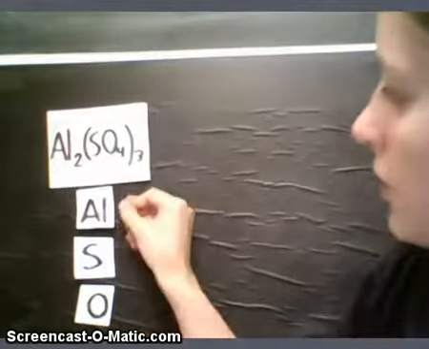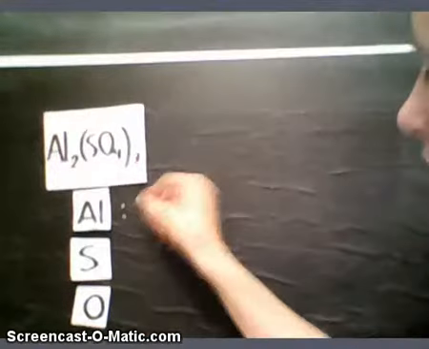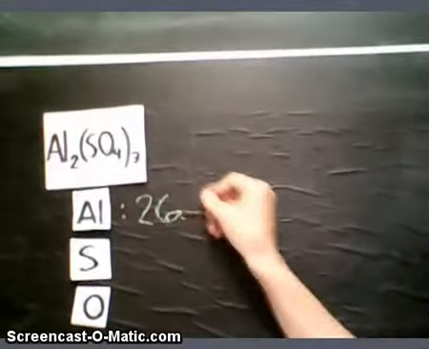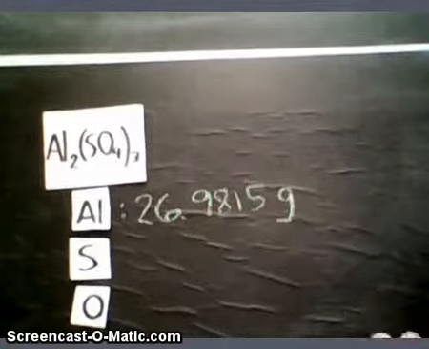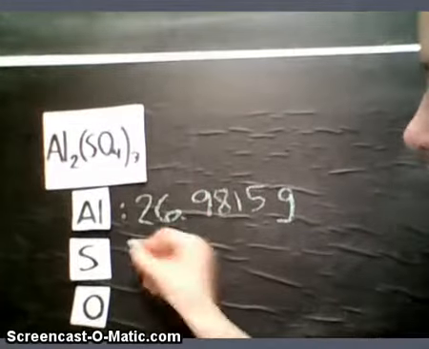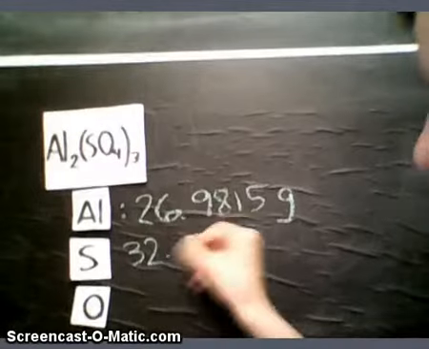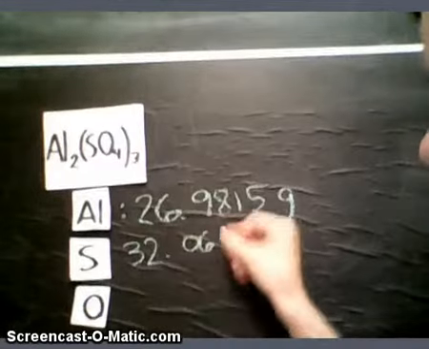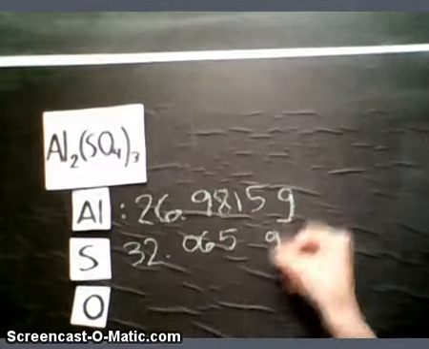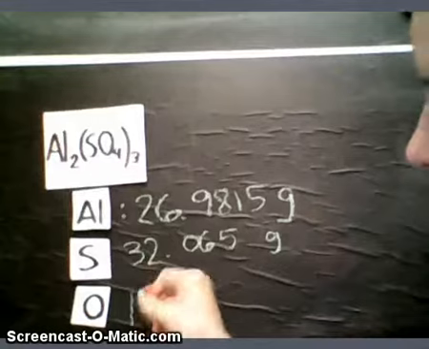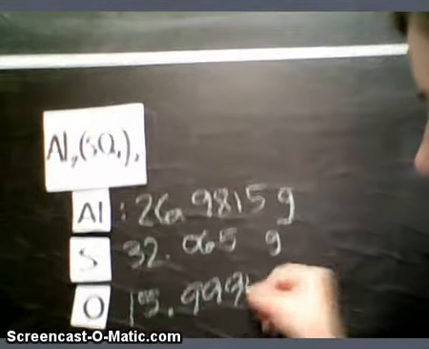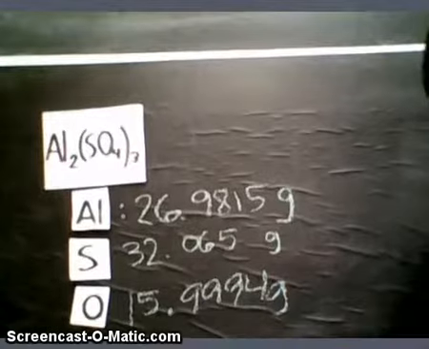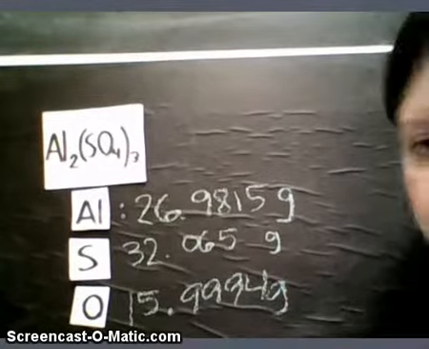So for aluminum, the atomic weight for aluminum will be 26.9815. This will be grams, our units will be grams. For sulfur, we have 32.065, and these are also grams. And for oxygen, we have 15.9994 grams. So these are the atomic weights for each of the elements.